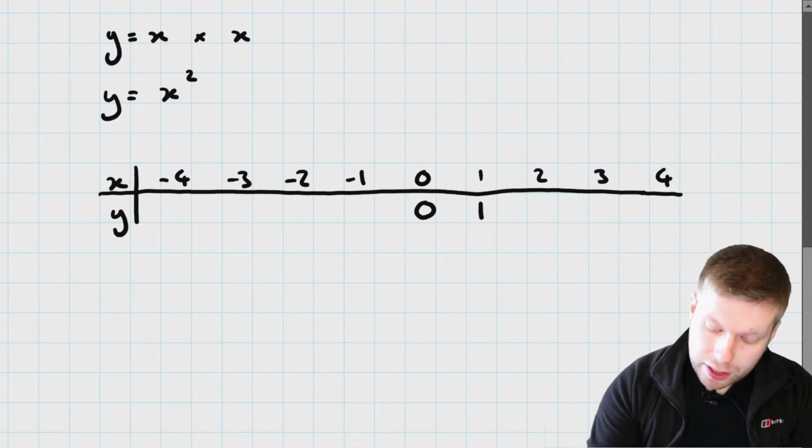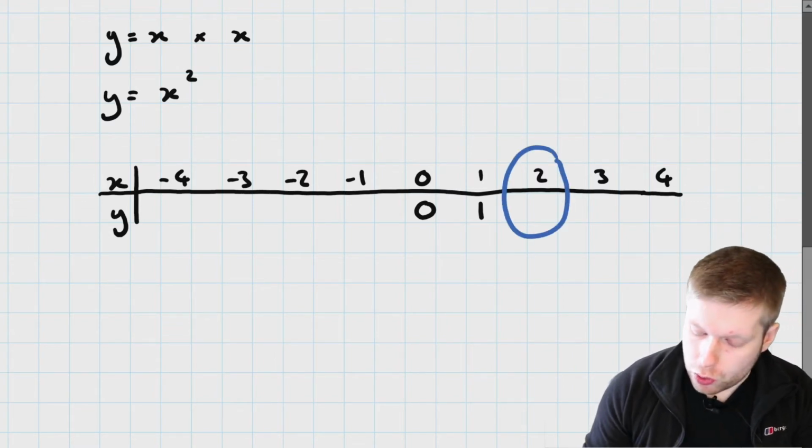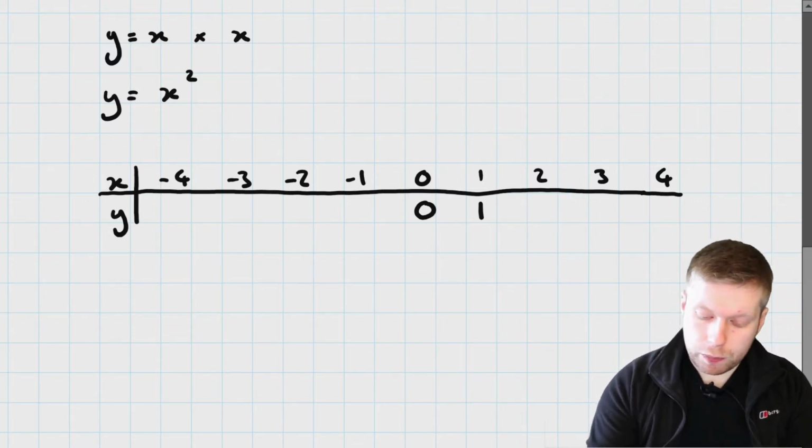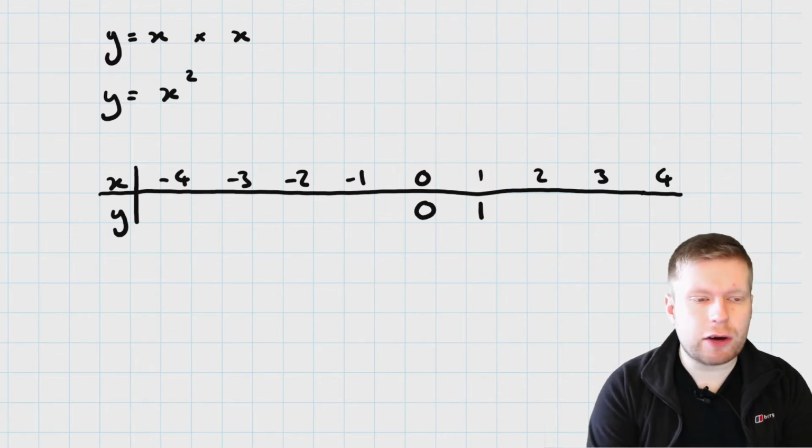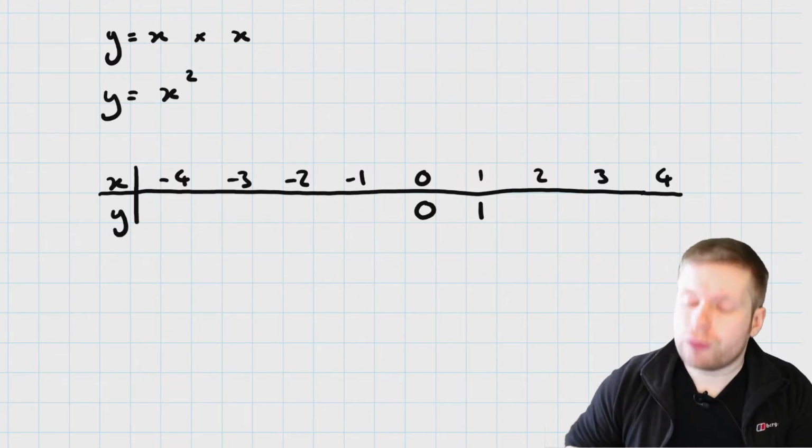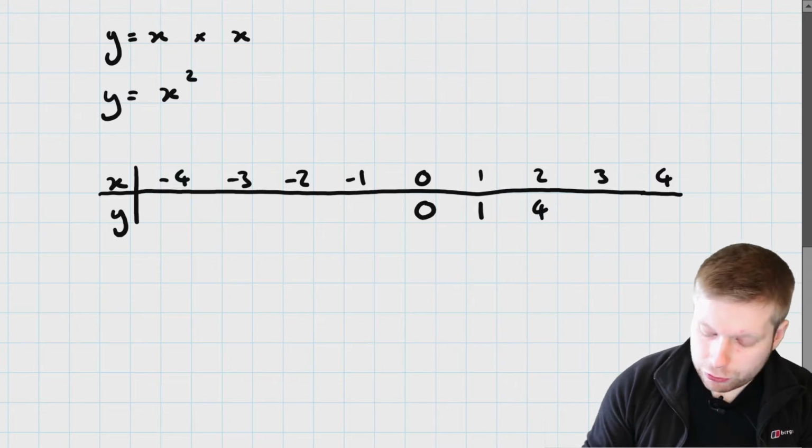Then if I move to the next x value, if I start with 2, and I multiply it by itself to get my y value, 2 times 2, that's 4. Then the next value, 3 times 3, that's 9.